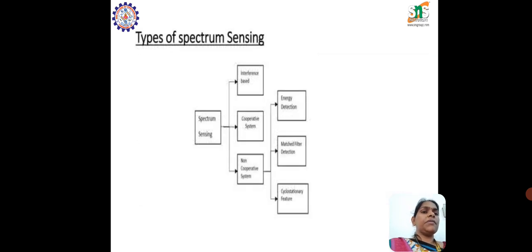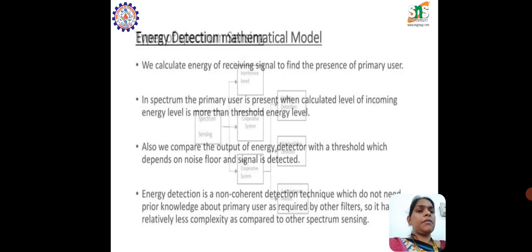Next, let us see what types of spectrum sensing are available. First is interference based, second is the cooperative system, and third is the non-cooperative system. And further, the non-cooperative systems are divided into energy detection, matched filter detection, and cyclostationary features.